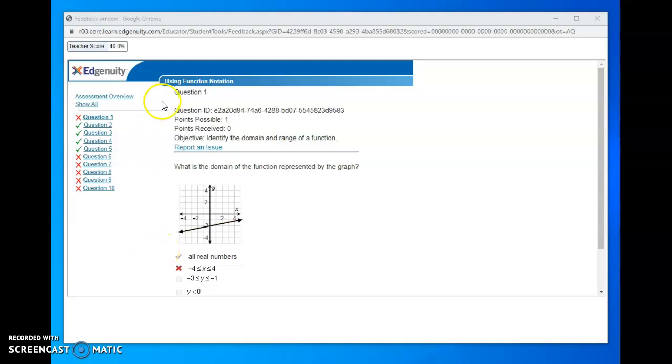Just going to go through a quick video with you to help you with this quiz for using function notation. So this one asks, what is the domain of the function represented by the graph? If you remember, domain are all the possible x's on a graph. Ranges are all the possible y's.